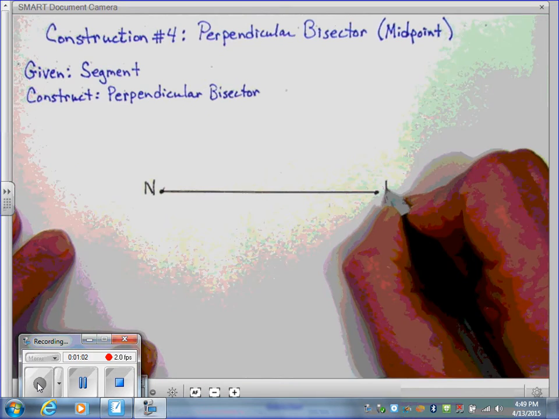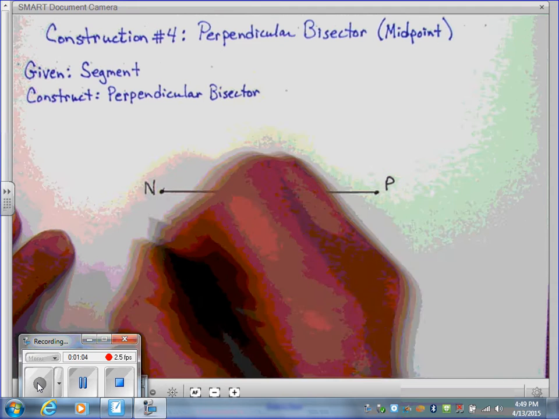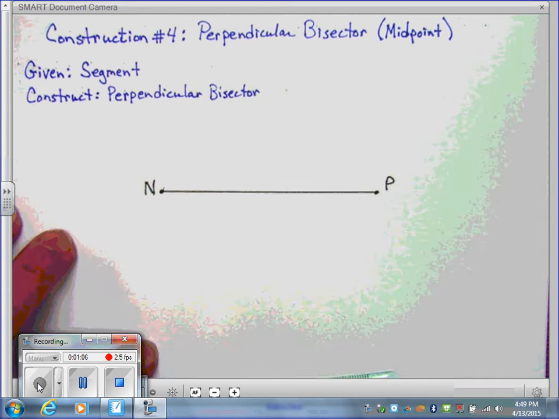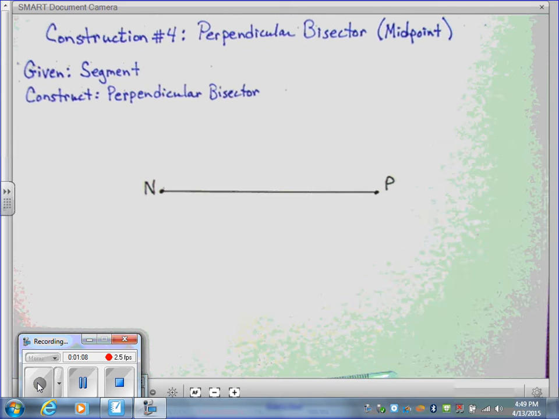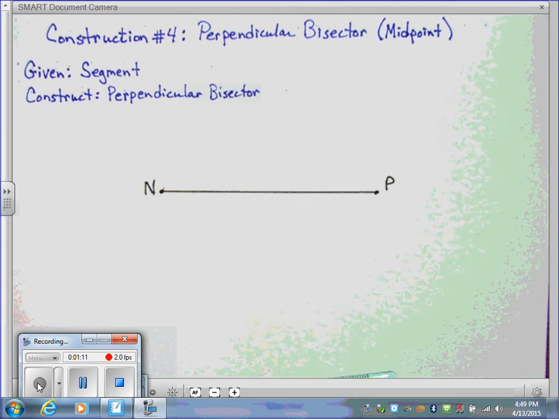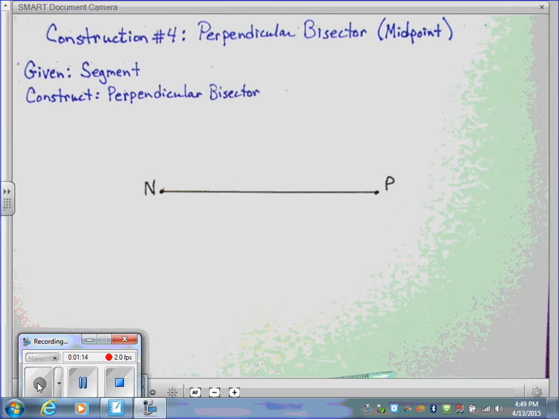NP for absolutely no reason. Could you tell I went blank? Okay, for no reason at all. Okay, segment NP, and we want to do the perpendicular bisector.